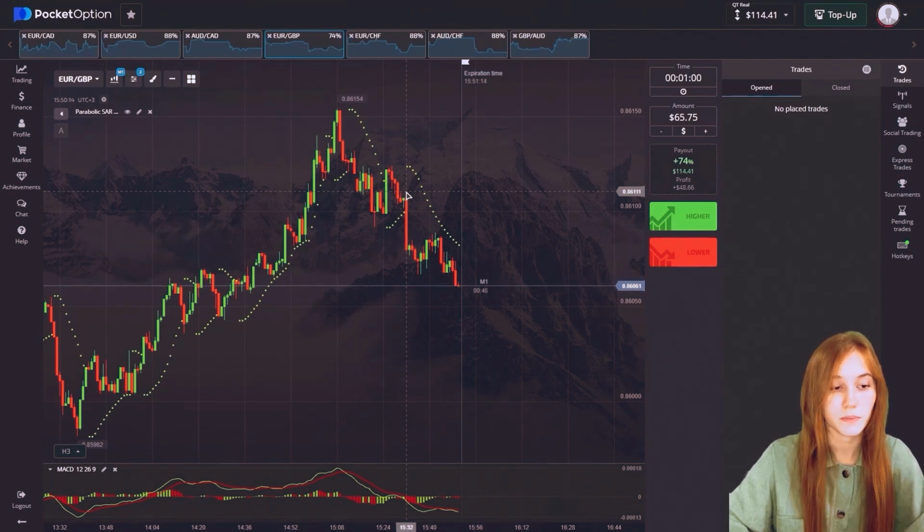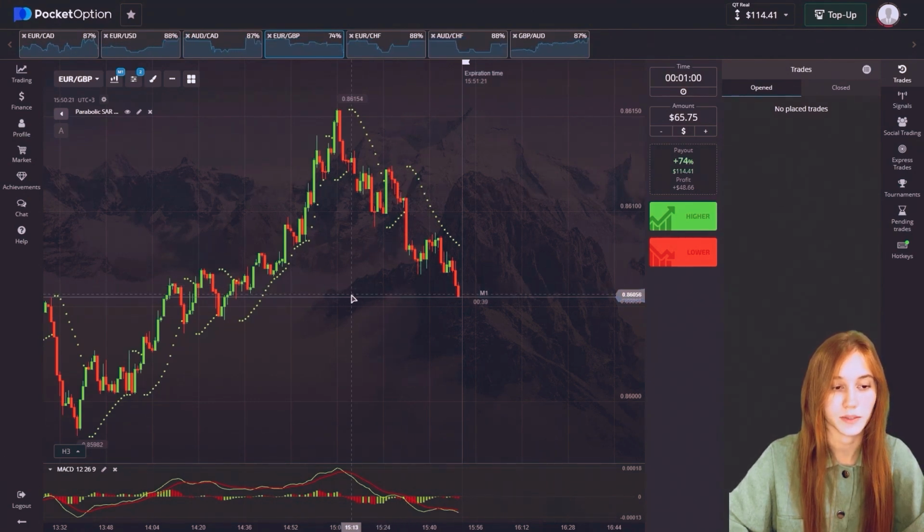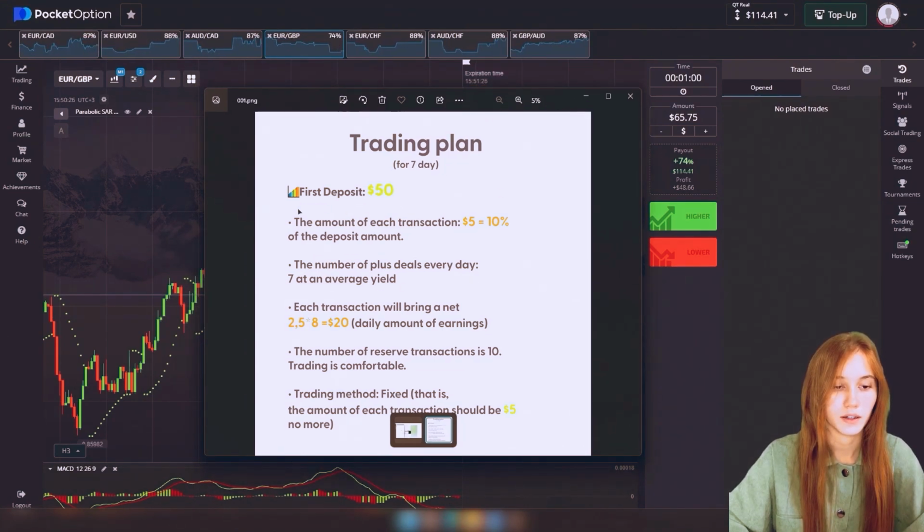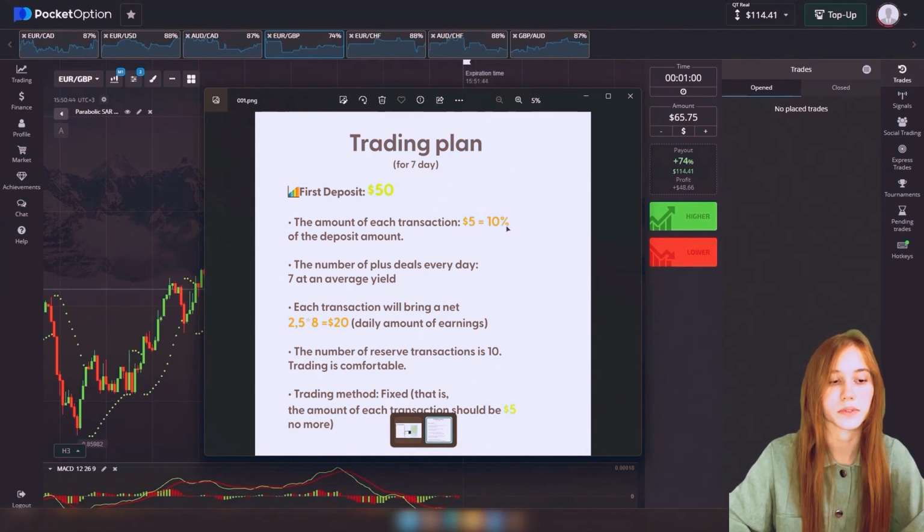Show you the strategy, a small strategy. You see this its parameters table for you. It's planned for 7 days with $50 our deposits, starting deposits. The amount of each deal is $5. It's 10% of the total deposit amount.